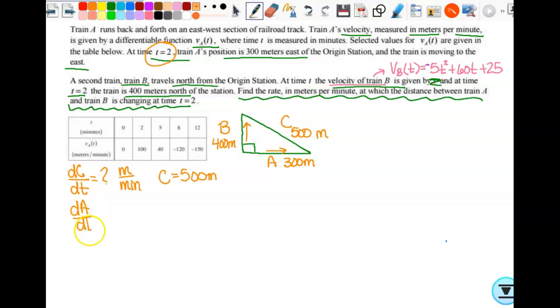All right, so then I would need dA dt when t equals 2. Can we figure that out? Yes. What's another way to say dA dt? What does dA dt represent for our train? The velocity. So isn't this just another way to say dA dt? The velocity is dA dt, right? So when t equals 2, what's the velocity? 100 meters per minute. Thank you. All right, so at t equals 2, do we know A? Yes, it's 300 meters.